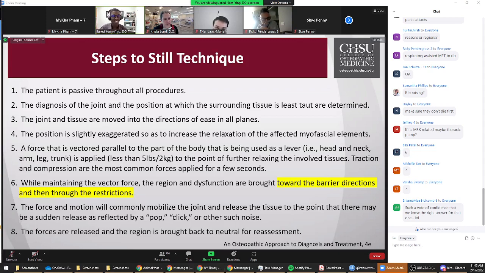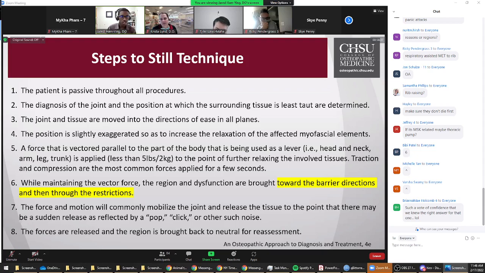Perfect. All right, so just talking about these steps here. You're going to have the patient being passive the entire time. This, just like the FPR, is going to be the practitioner doing the technique. You're going to diagnose that joint in all three of those triplanar positions, finding the ease in all three. You're going to take the joint or muscle into the ease, then exaggerate it a little bit further. Then from there, you're going to apply a force similar to the force we're talking about with FPR.